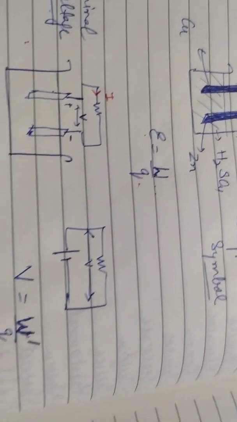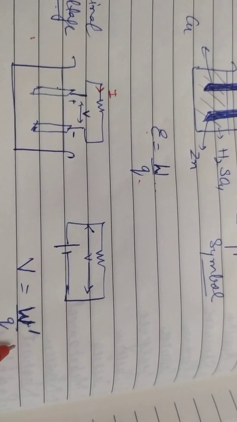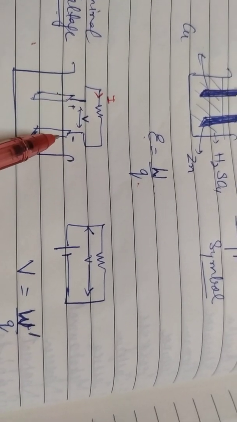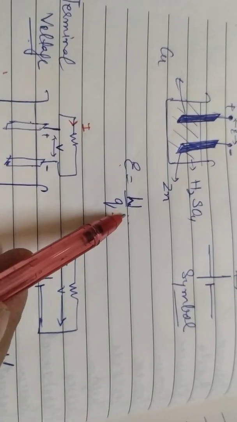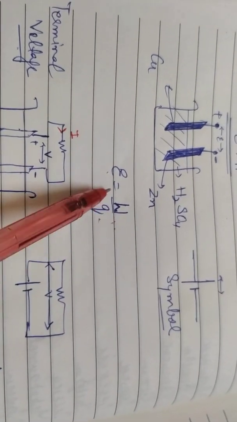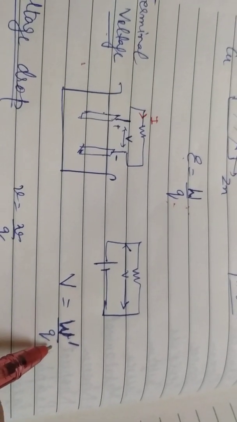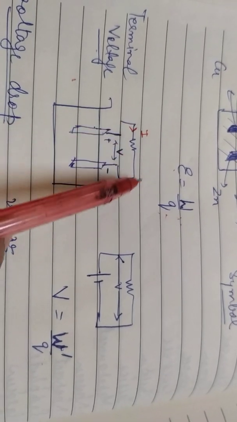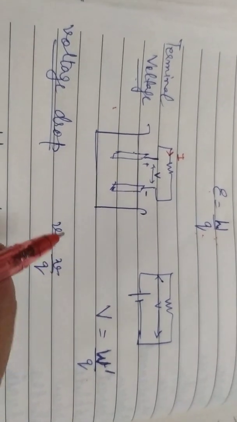Terminal voltage in terms of work done is defined as the work done in taking a unit positive test charge through one terminal to the other. It means only through the outer circuit. So if W is the work done in completing a complete round, then EMF will be W upon Q. And here W dash represents the work done in taking a test charge from the external circuit only, outer circuit only. Then comes the third term, voltage drop.